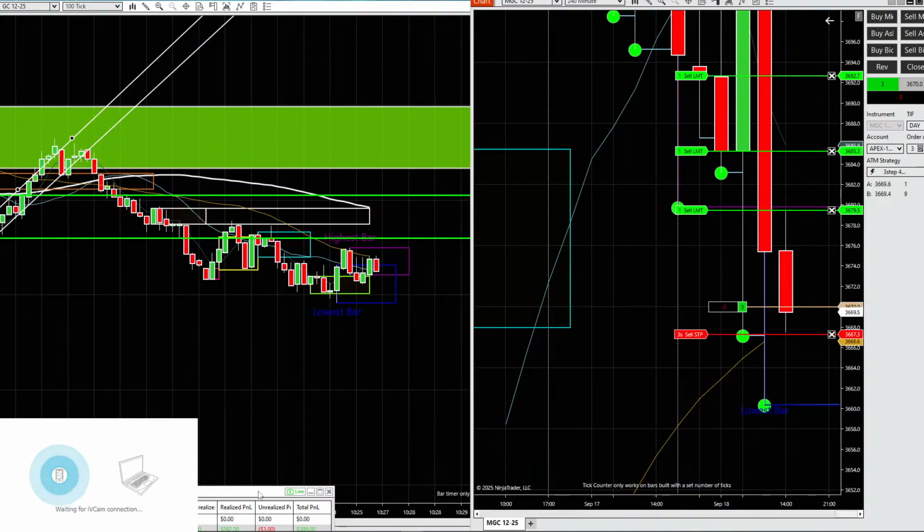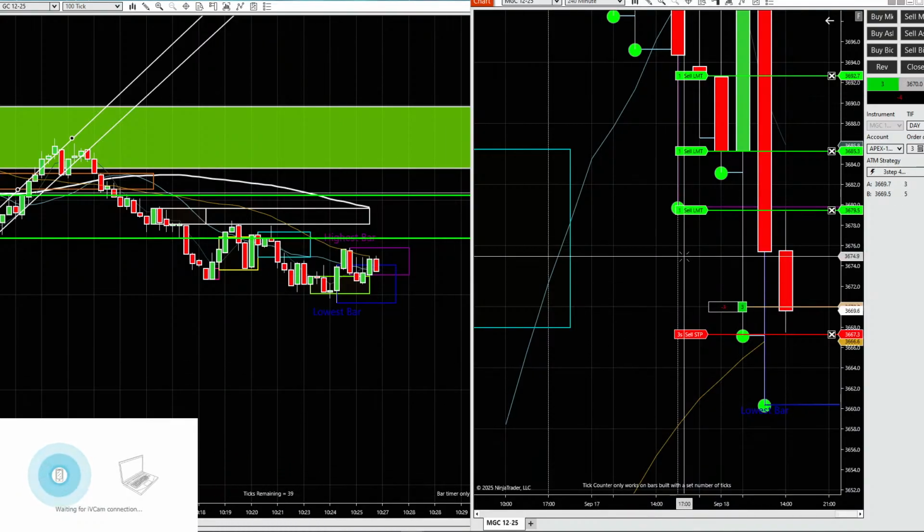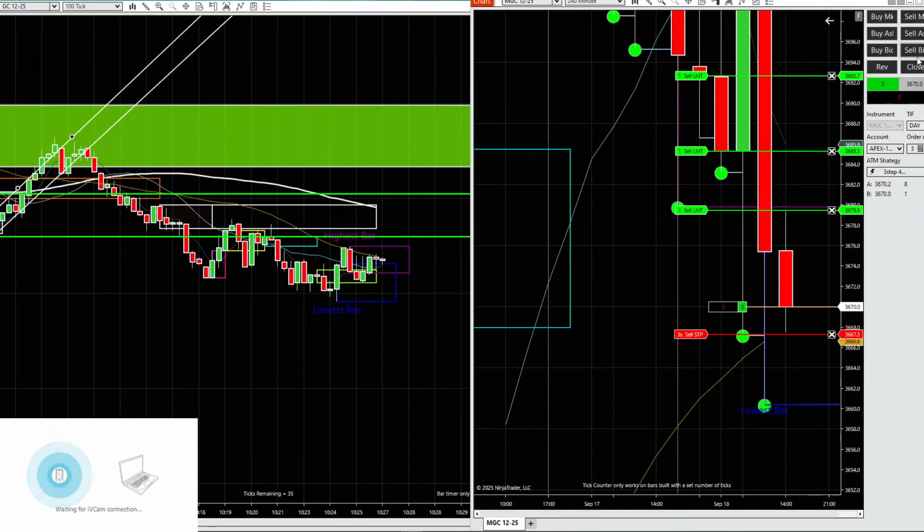I need to see this wick. We're at 397, slowly bleeding a little bit. I can see this coming down.